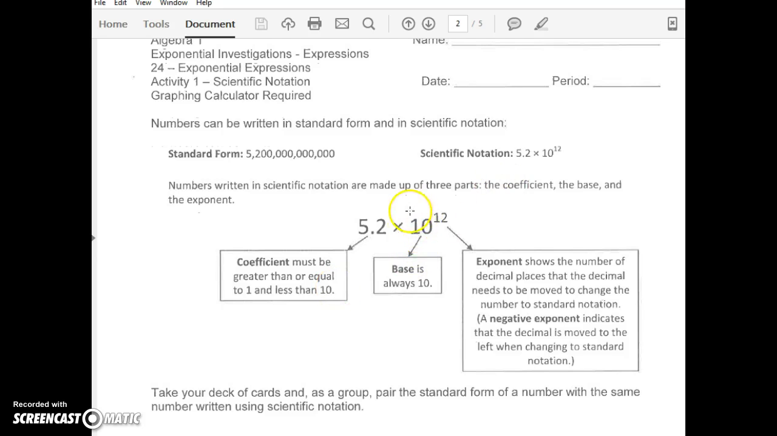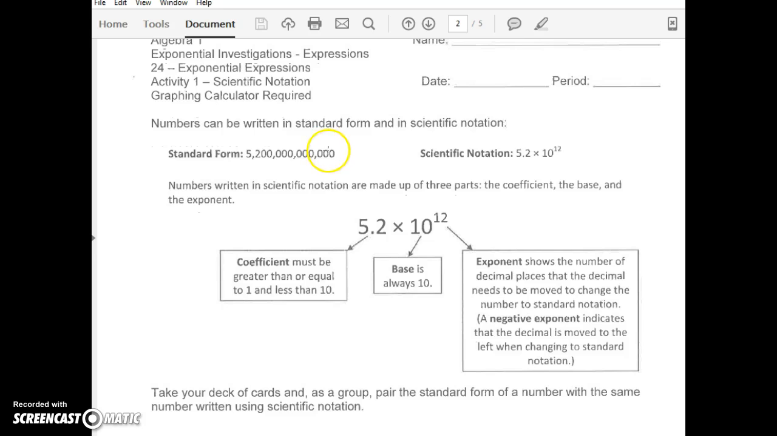The base is the part of the exponential expression, and it's always 10. We count in base 10, so base 10 is the easiest thing to do with scientific notation. And then we have an exponent, which tells us how many places we need to move the decimal point to make it in standard notation. So if I had a number like this, 5.2 times 10 to the 12, that means I have to move the decimal place 12 places over and fill zeros in wherever I've got those empty spaces.